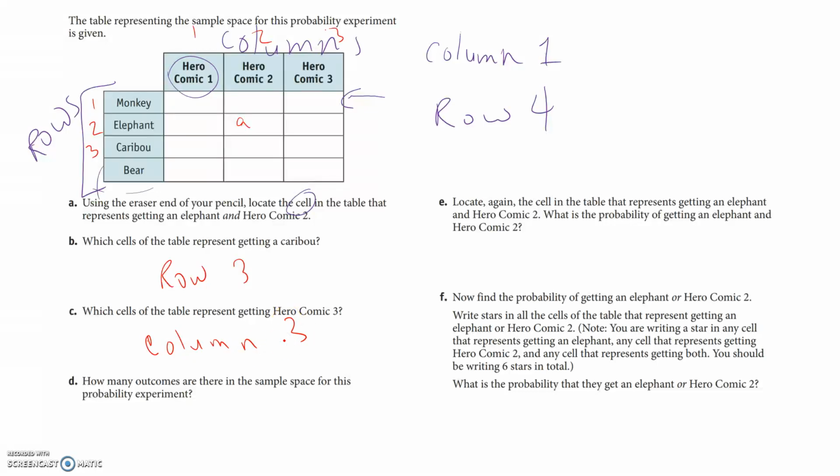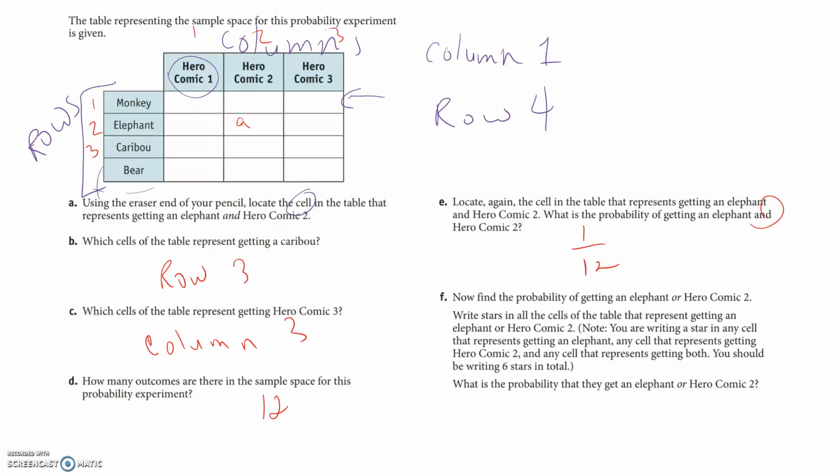How many outcomes are there in the sample space for this probability? So that would just be going back up here and counting all your cells, and you should have counted 12. All right, now locate again the cell in the table that represents getting an elephant and Hero Comic 2. What is the probability of getting an elephant and Hero Comic 2? We'll go back to where I marked that A, and what is the probability of getting this combination? It is only that one cell, so that is only going to be 1 out of 12.